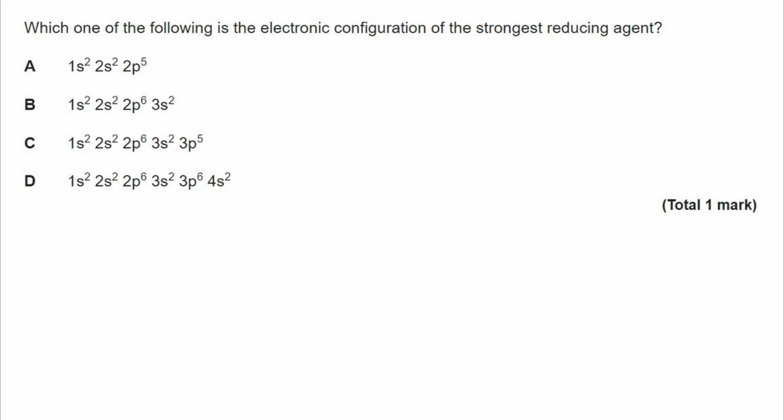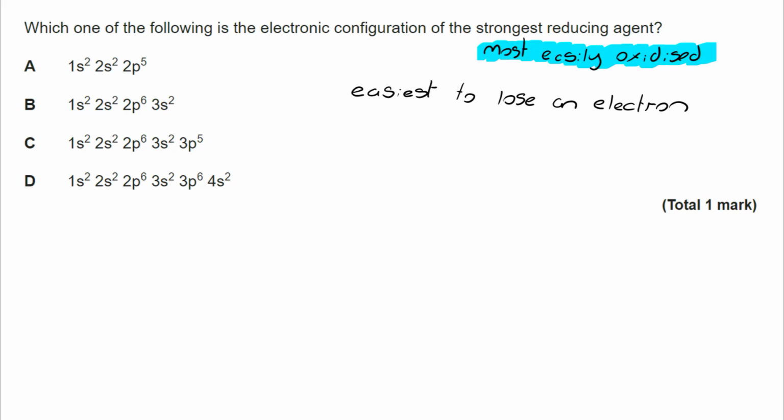Okay, so we're now considering the strength of reducing agents. Now let's try and break this down to some of the chemistry basics so that we can identify very clearly and very effectively which one is the strongest reducing agent. The strongest reducing agent is the one that's most easily oxidized. Oxidation is loss of electrons. A reducing agent will donate electrons, and it's therefore about considering which of these will most easily lose or donate their outer electron. So which one will do that most easily?